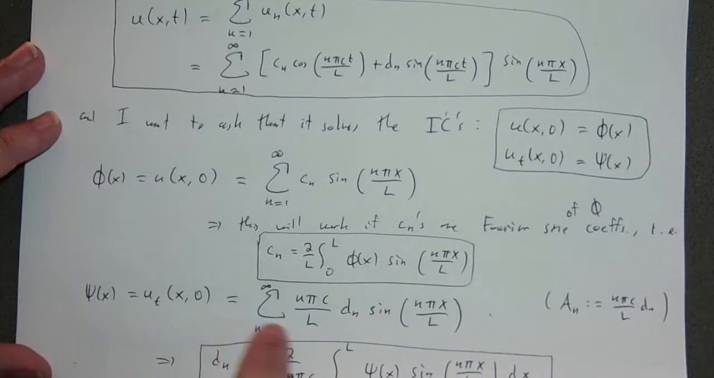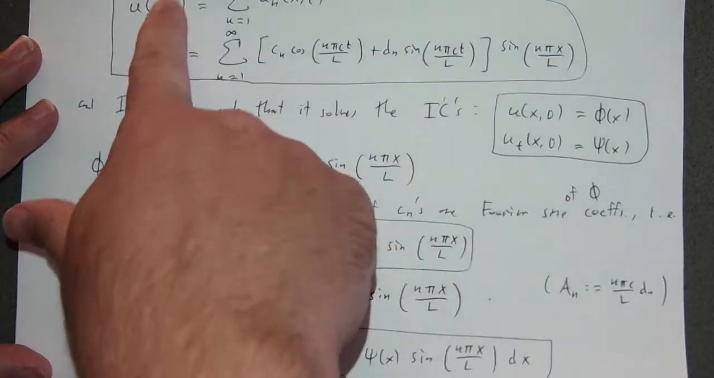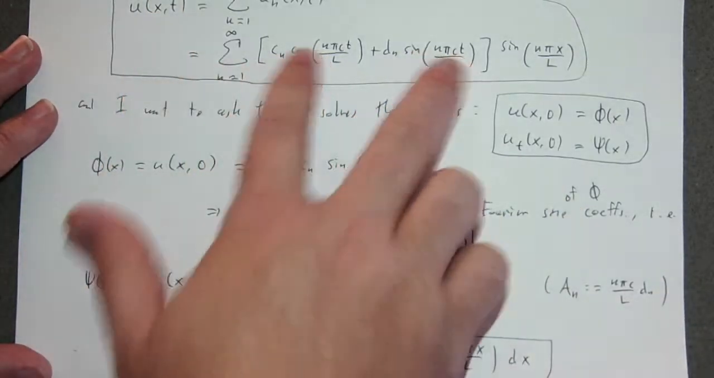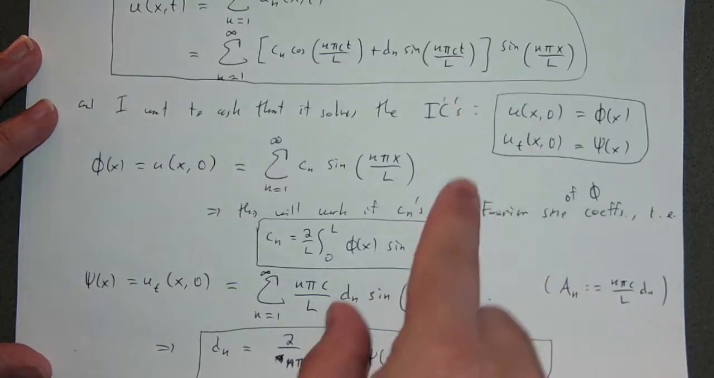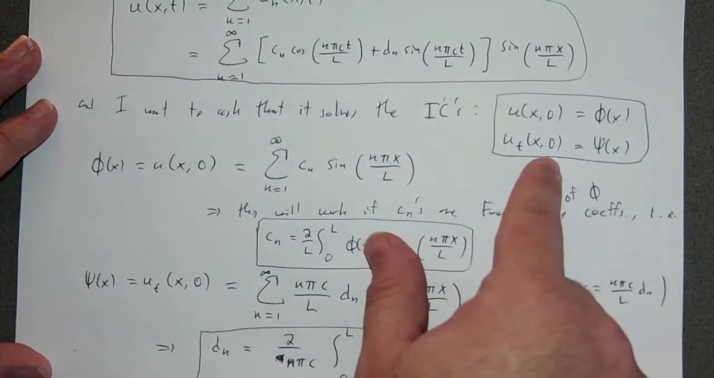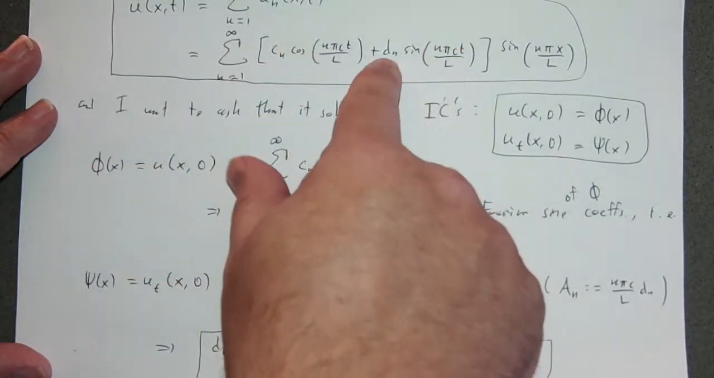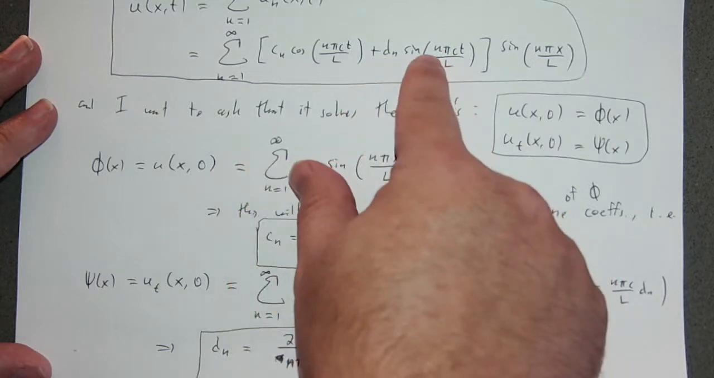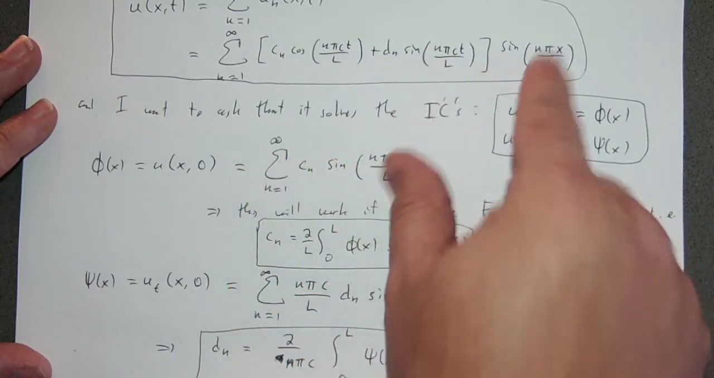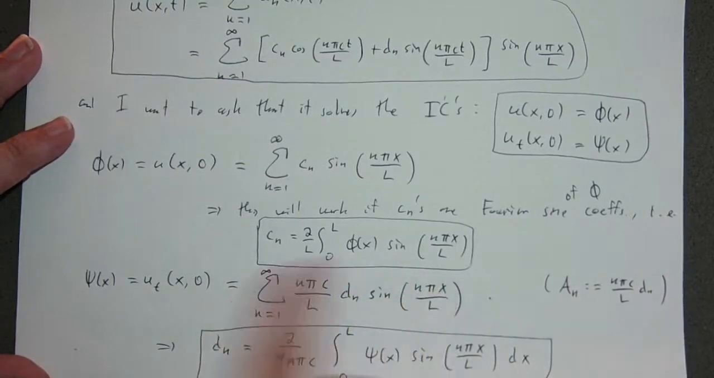And d sub n, right? So to impose this initial condition c, I need to take a time derivative of this thing. It only hits this part. Because of taking this time derivative, cosine becomes a minus sine, and sine becomes a cosine. Plugging in 0, the sine terms go away, and so I'm only left with the cosine terms. And d sub n is going to be multiplied by n pi c over L times sine of n pi x over L, which leads me to this expression.